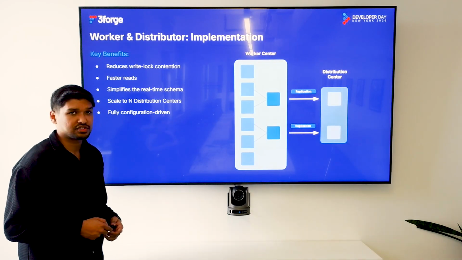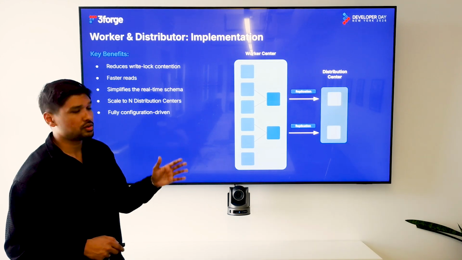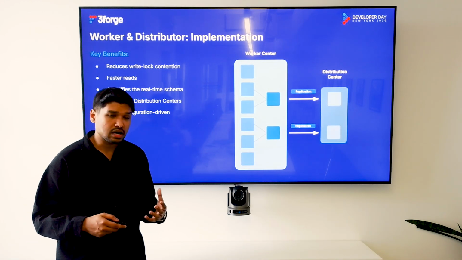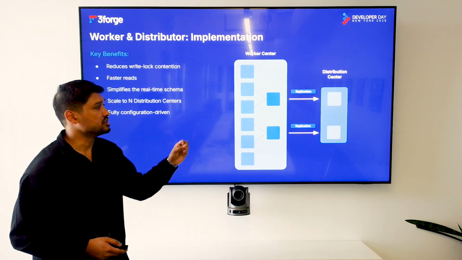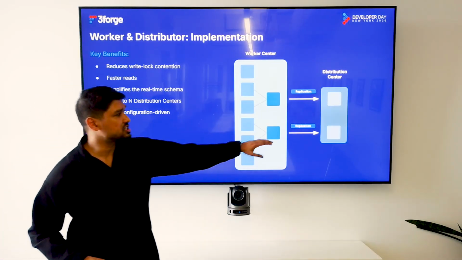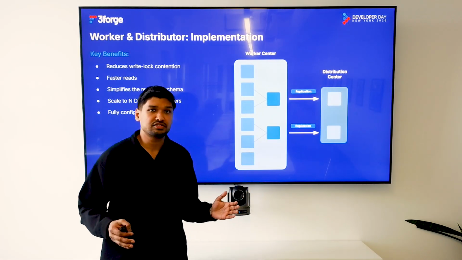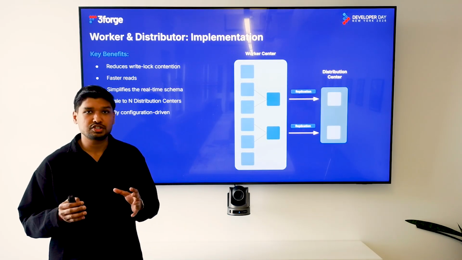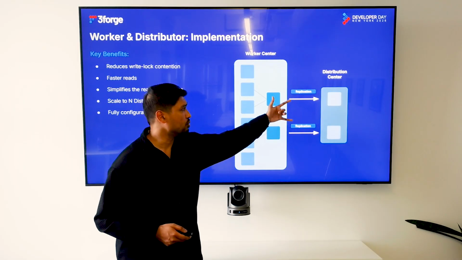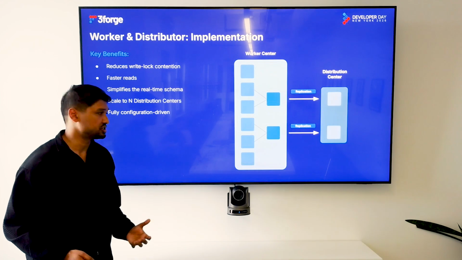Now, why is this architecture powerful? It's powerful because with this approach, you reduce the write lock contention. The worker center is doing all of the heavy computation, it's doing all of the writing, and the distribution center is only serving all of the reads very efficiently. You can spin up one or more of these distribution centers, so you can scale up to n number of distribution centers. So if you want to spin up centers that are localized for a region, you could do that very easily with spinning up more replication and more distribution centers. So that process is entirely configuration driven.